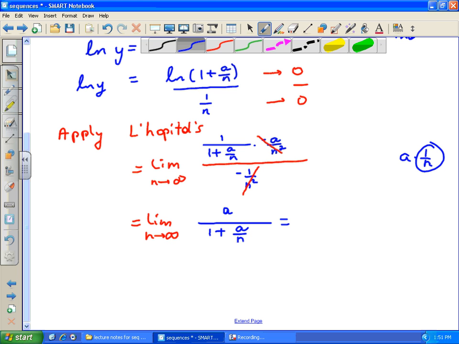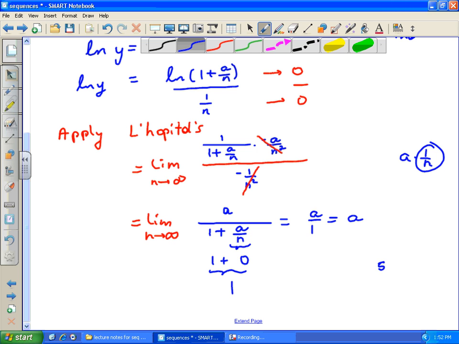First, look at this part. Where does a over n go? Think of a as 5. What is 5 over n approaching as n goes towards infinity? Think of it like 5 over infinity. Where does it go? It goes towards 0, right? Okay, so now you have 1 plus 0, which is what? It was 1 last time I checked, right? So now you have a over 1, which is a.